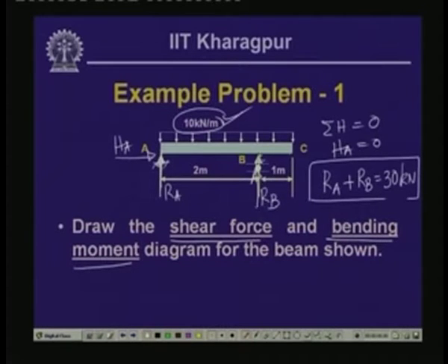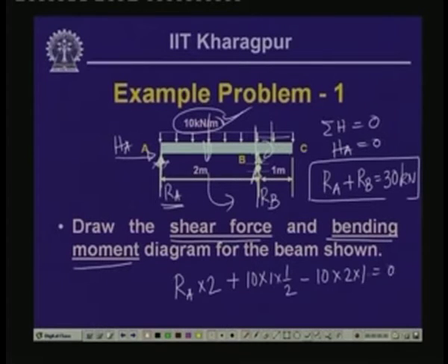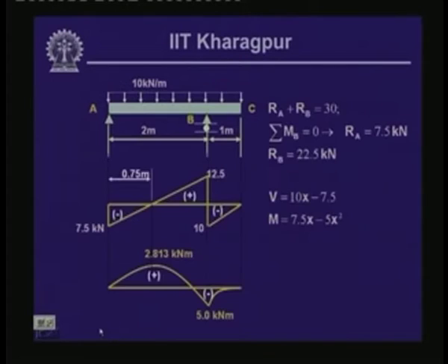And now, if we take the moment of all the forces with respect to B, then we can get the value of the reactive force Ra. So, Ra into 2 is a clockwise moment, and this loading causes an anti-clockwise moment, and this part of the loading causes a clockwise moment. So, Ra into 2 plus this part is 10 into 1 into half is the moment about this point, and this part is minus 10 into 2 into 1, this is equal to 0. So, this is 10 into 2, 20, and this is 5. So, minus 15. So, Ra is equal to 7.5 kilonewton, and correspondingly Rb is equal to 22.5 kilonewton. Now, let us draw the shear force and the bending moment diagram.